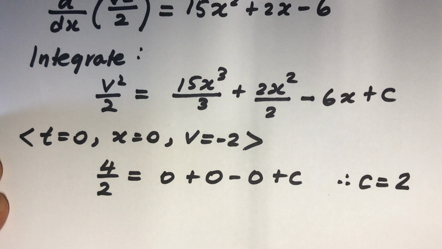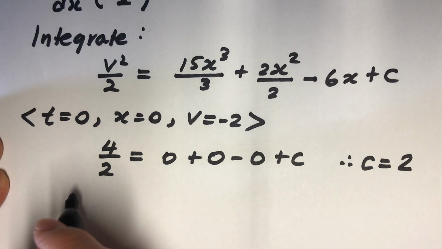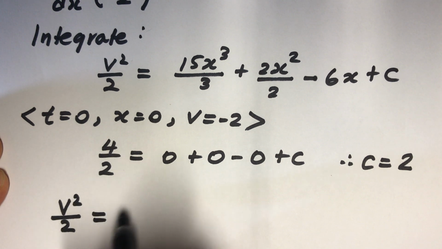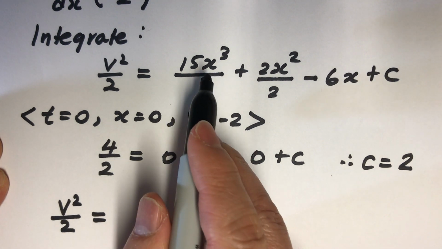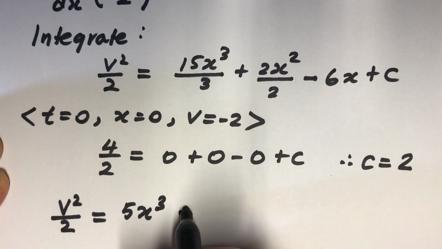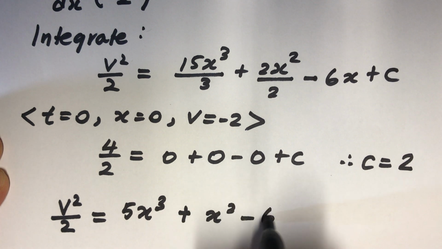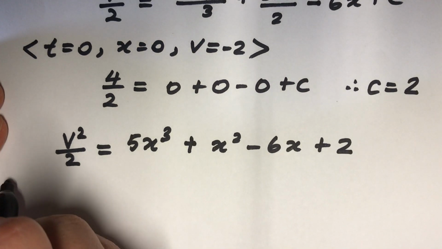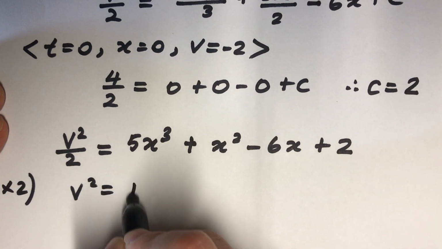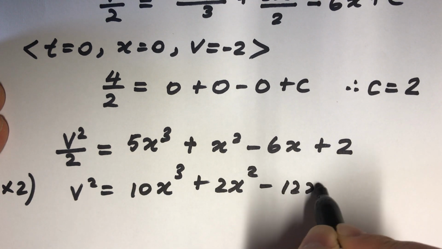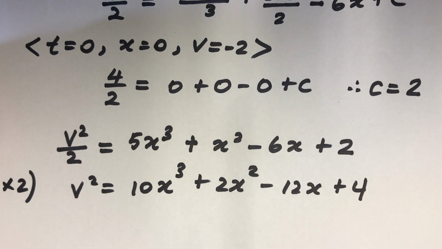Okay, so my equation for the velocity will be, I'm going to actually change this one, 5x plus 2. Okay, and I'm just going to times by 2, double all of them. Okay, so we got the velocity equation right now.